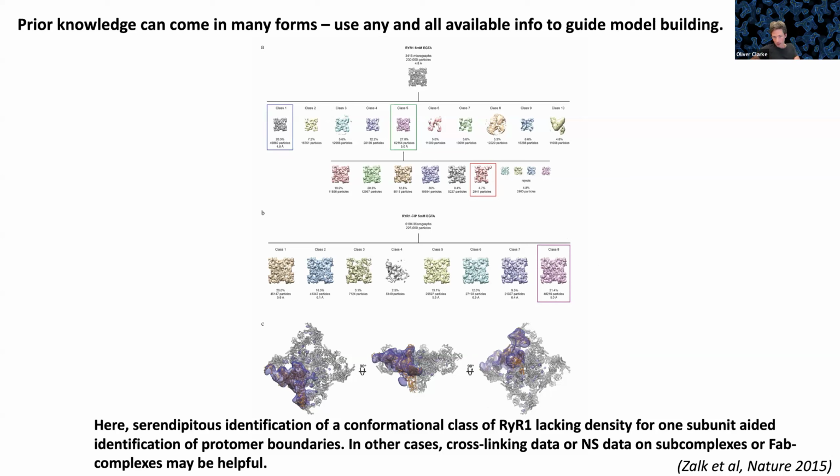And so, in this case, this was just serendipitous, but in other cases, cross-linking data or negative stain data on subcomplexes, or Fab complexes where the epitope is known, can be helpful for the same purpose.